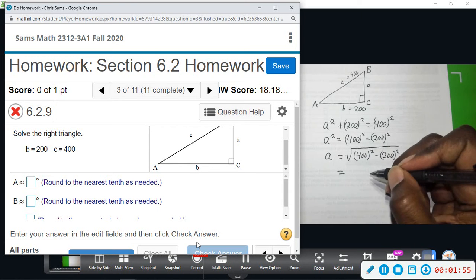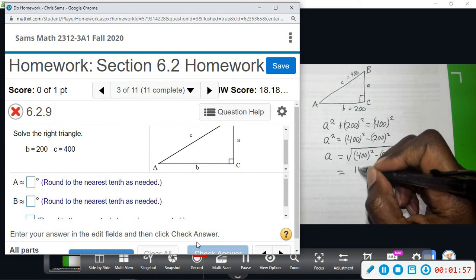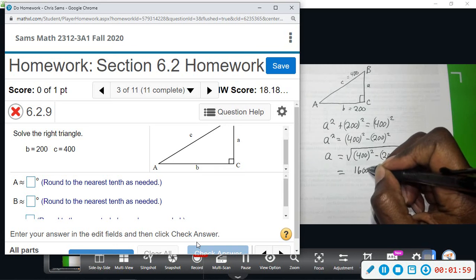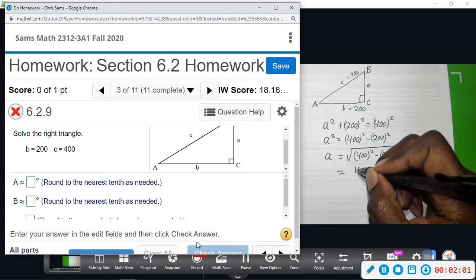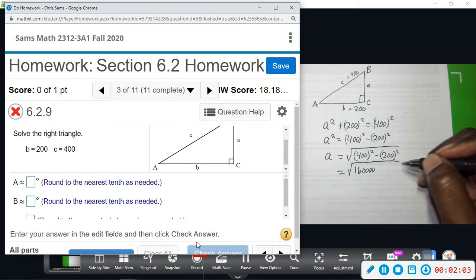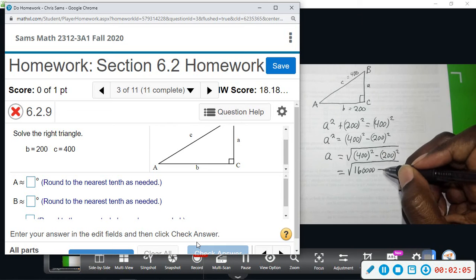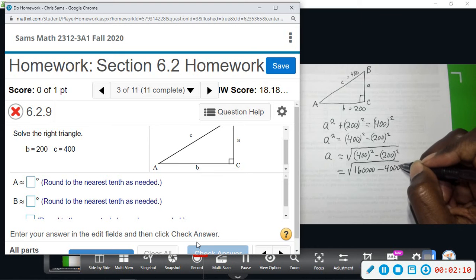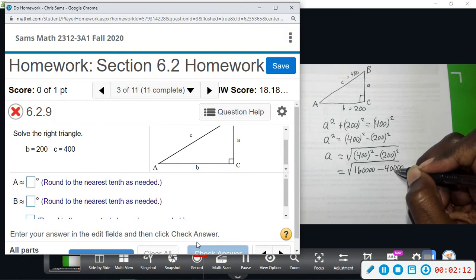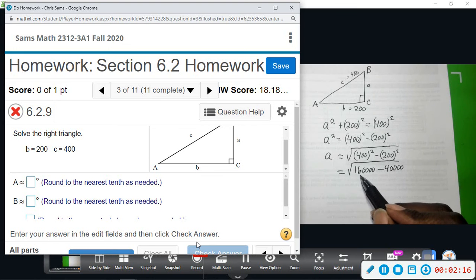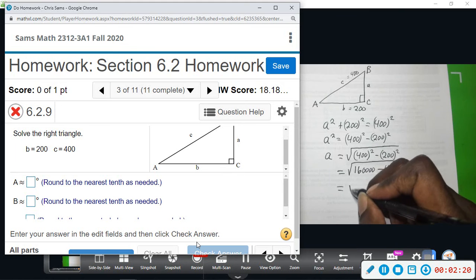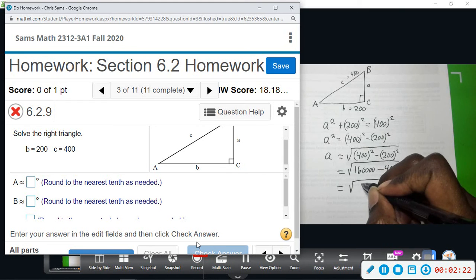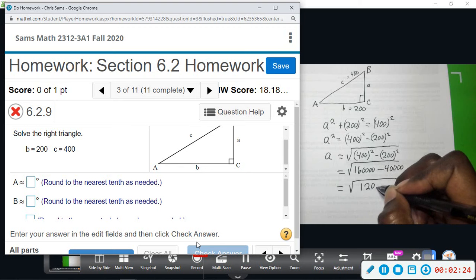So 4 times 4 is 16, 1, 6, and then we'll have 1, 2, 3, 4 zeros, and then we will subtract. 2 times 2 is 4, 1, 2, 3, 4 zeros. So 40,000, we're going to take 40,000 away from 160,000. So that's going to give us square root of 120,000.